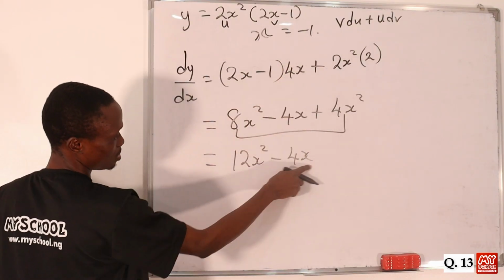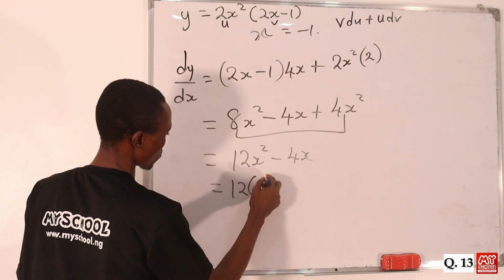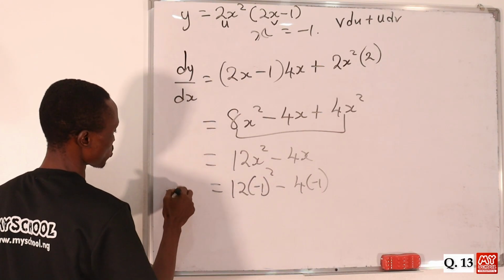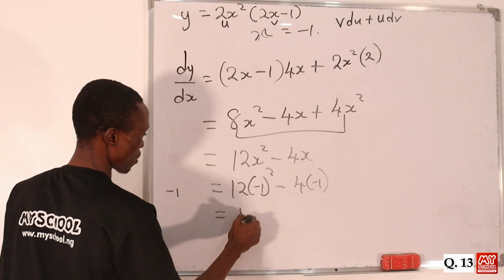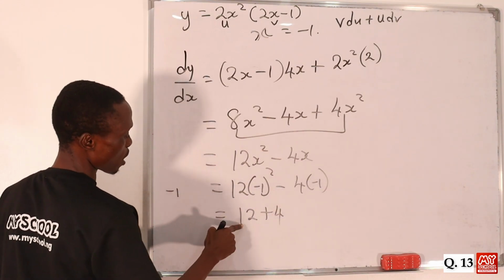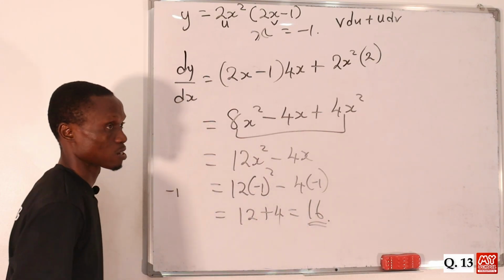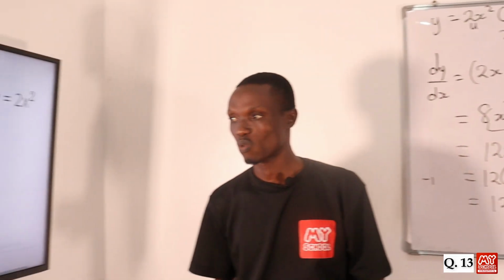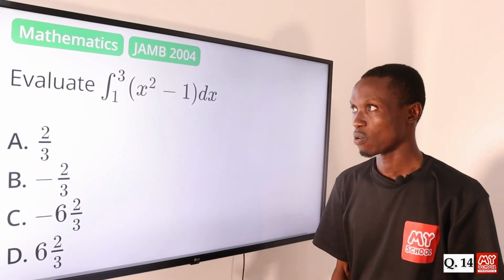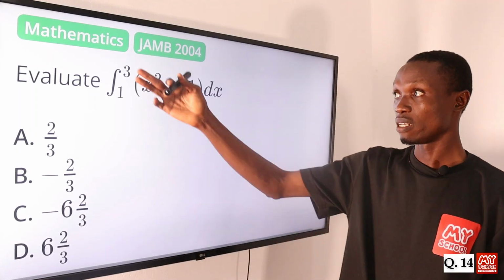But remember, in this question, we are asked to replace x with minus 1. So anywhere I see x in this expression, I'll replace it with minus 1. So I'll be having 12 bracket minus 1 squared minus 4 bracket minus 1. Remember, minus 1 squared is equal to 1. So here we still have 12. Then minus times minus is going to give us plus 4. So if we add 12 to 4, we'll be having 16. Let's return back to the screen to pick the correct answer to this question, and that is option B, 16.